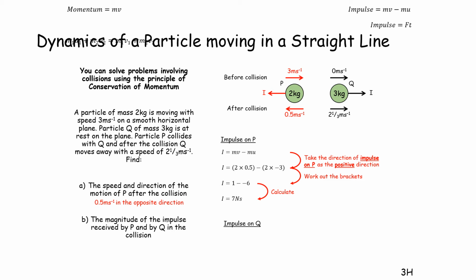And let's work out the impulse on Q. So you guys pause the video and do one for Q. Okay, so what you notice is if you work out the impulse for Q, it should be exactly the same. And we get 7. So if you take the direction of impulse on Q as the positive direction and you calculate this, because they are both experiencing the same impulse on one another, that's why it should be 7 Newton second.